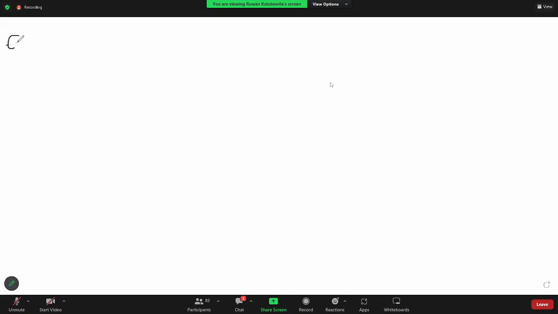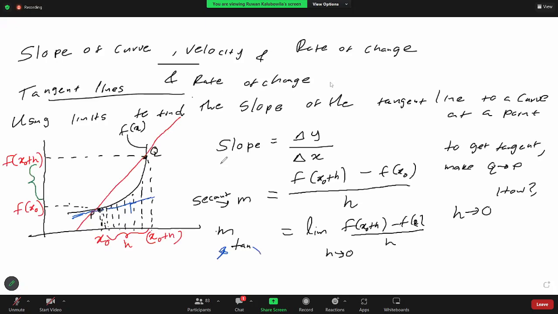For example, find the equation. Actually no, we are not going to assign the h value to the 0.